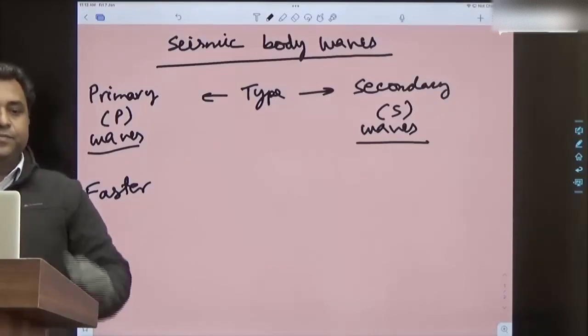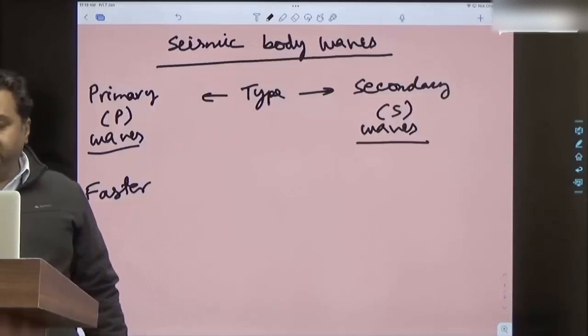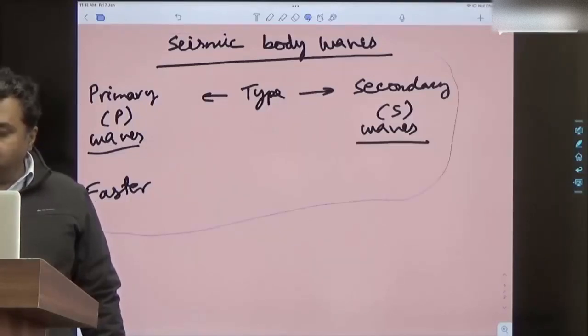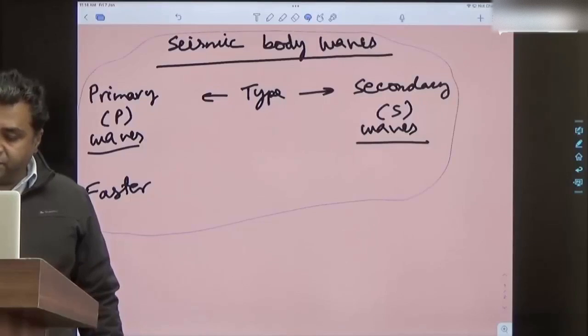All right. So the P waves are the faster of the seismic waves, and the S waves are the slower of the seismic waves.